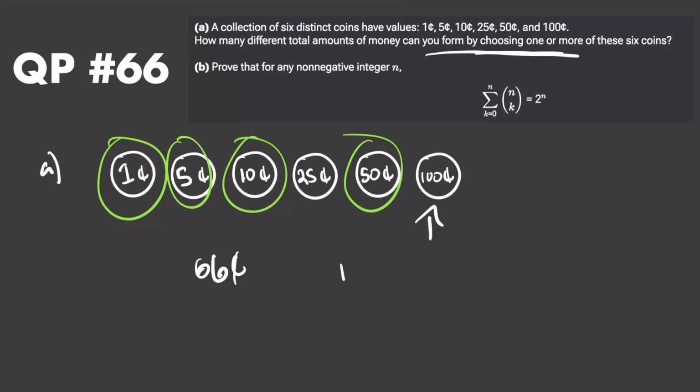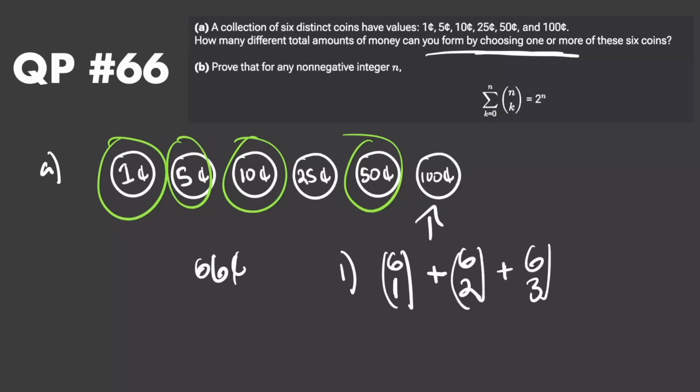So the first way to think about it is with combinations. How many subsets are there first with 1 coin? Well, we have 6 coins. We're choosing one of them, so 6 choose 1. Now let's add in the number of subsets with 2 coins. So we have 6 coins. Let's choose 2 of them. Now let's add in the number of subsets with 3 coins, etc. The number of subsets with 4 coins, 6 choose 4.